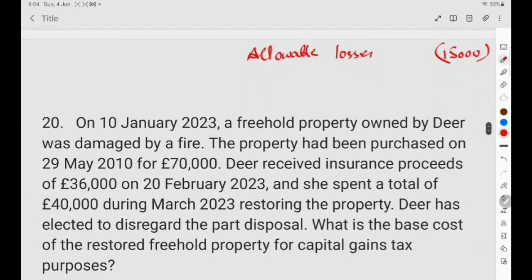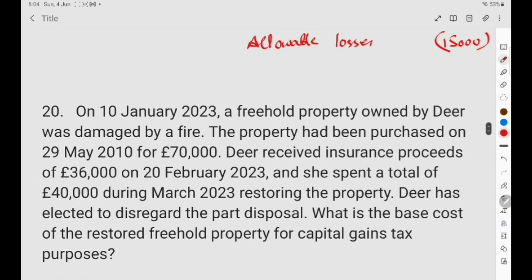Next question is on 10th January 2023, a freehold property owned by Deere was damaged by a fire. The property had been purchased on 29th May 2010 for 70,000. Deere received insurance proceed of 36,000 on 20th February 23, and she spent a total of 40,000 during March restoring the property. Deere has elected to disregard the part disposal. What is the base cost of the restored freehold property for capital gain tax purpose?